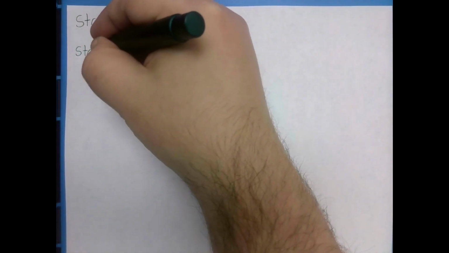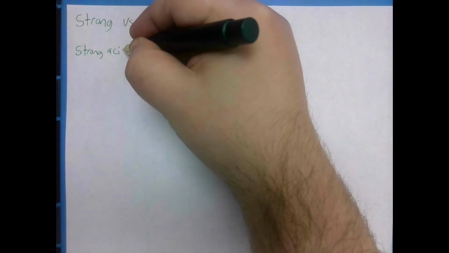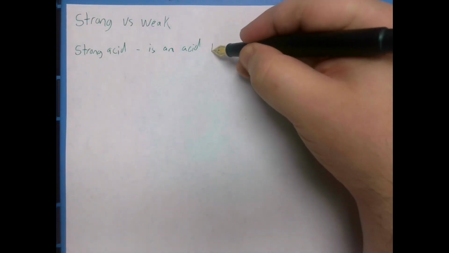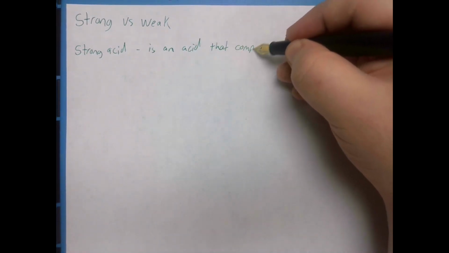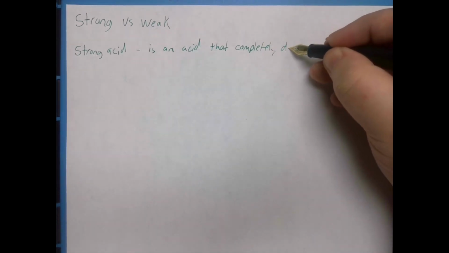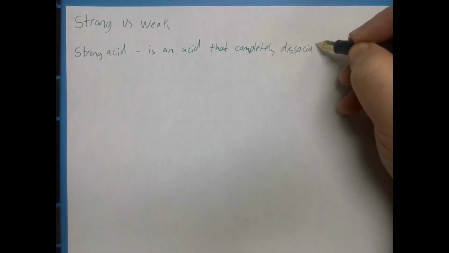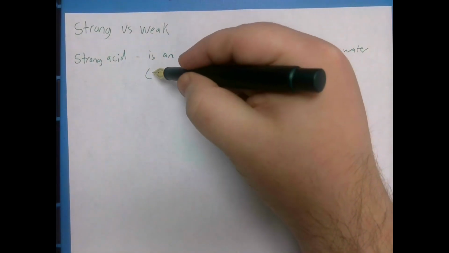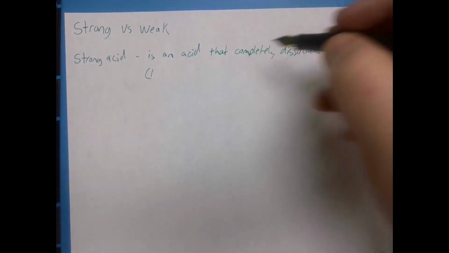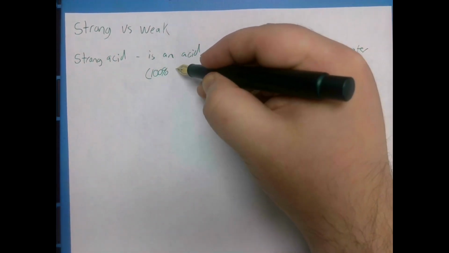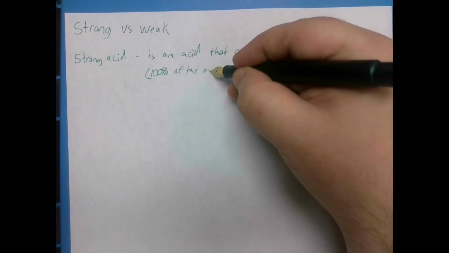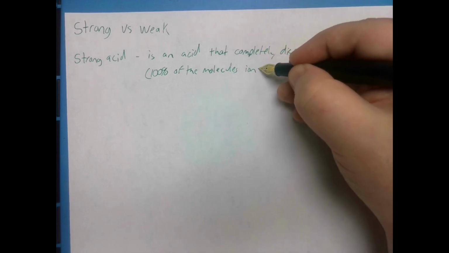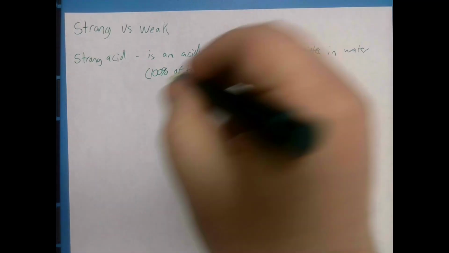So, a strong acid is an acid that completely disassociates in water. And remember, disassociate means to become an ion, and completely means 100% of the molecules become ions.